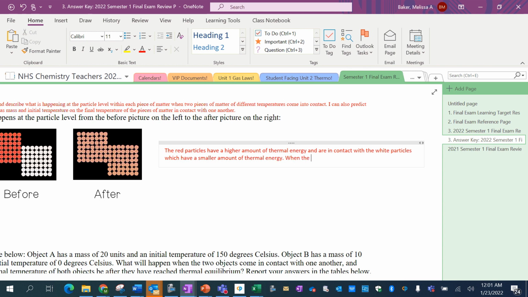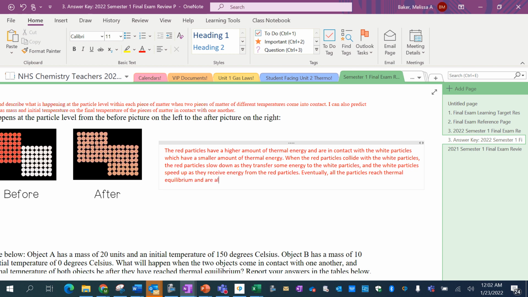When the red particles collide with the white particles, the red particles slow down as they transfer some energy to the white particles, and the white particles speed up as they receive energy from the red particles. Eventually, all the particles reach thermal equilibrium and are all moving at the same speed.